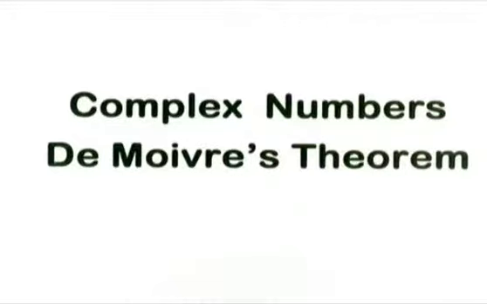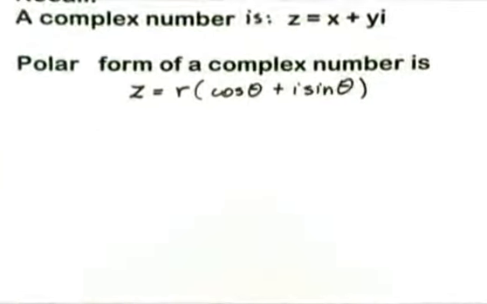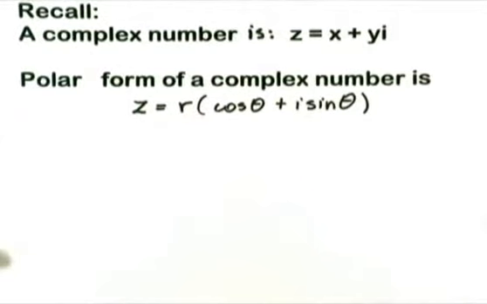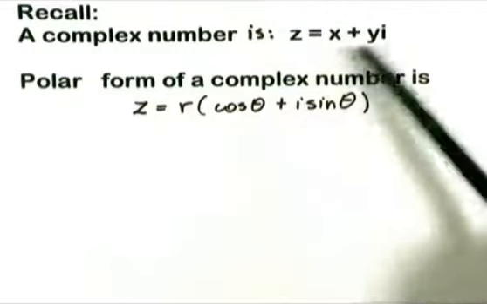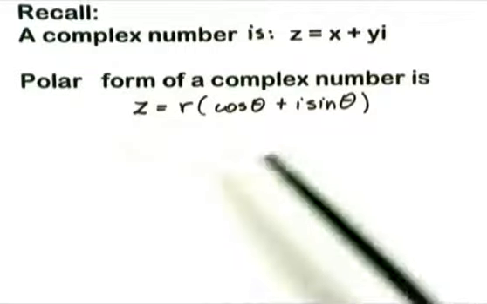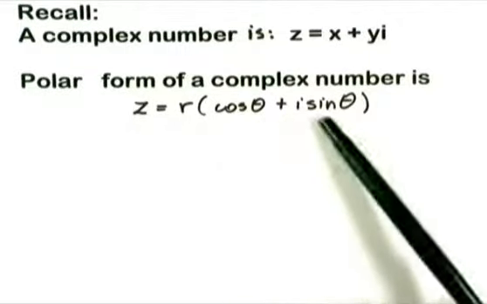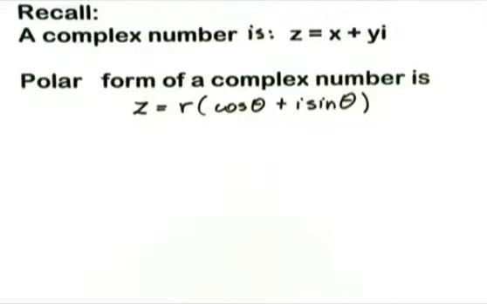Complex numbers, De Moivre's theorem. Recall, a complex number z is equal to x plus yi, and the polar form of a complex number is z equals r (cos theta plus i sine theta).